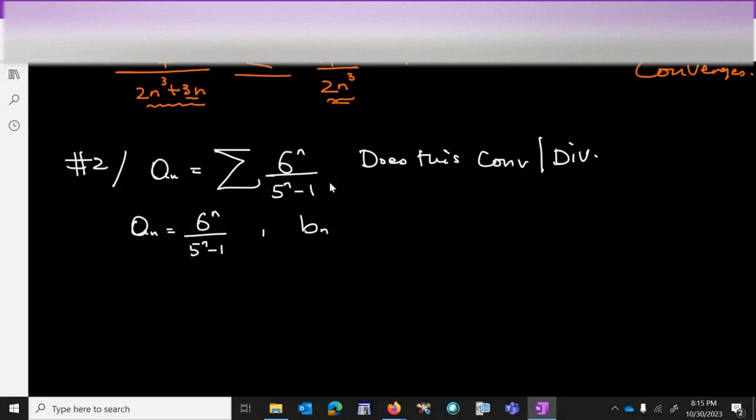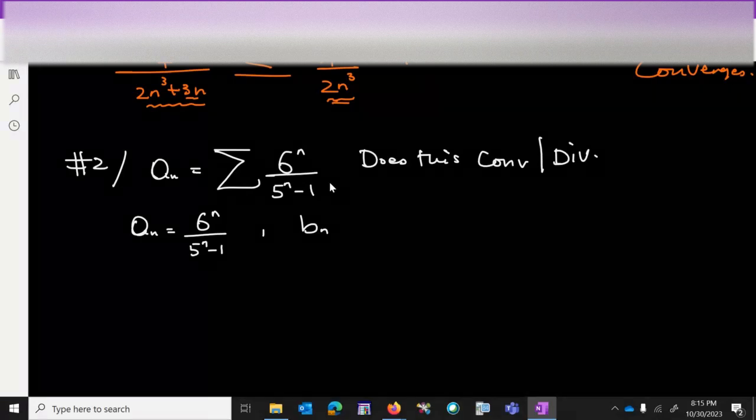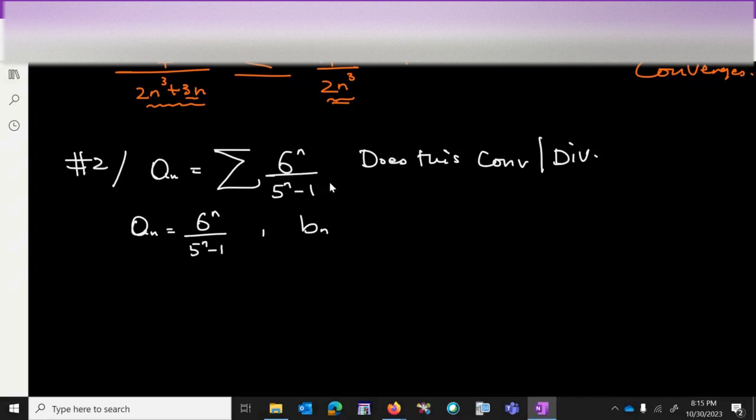And where is my b sub n? Remember, I told you earlier, b sub n is derived from a sub n by considering the dominant factor, or simply by omitting something that's extra, just the minus 1. I can omit the minus 1 now. So b sub n is going to be 6 to the power of n over 5 to the power of n.